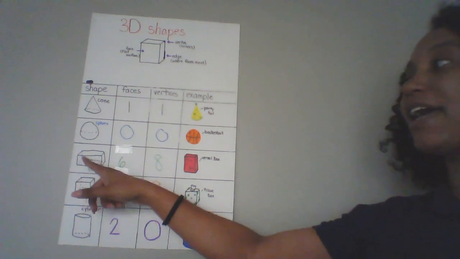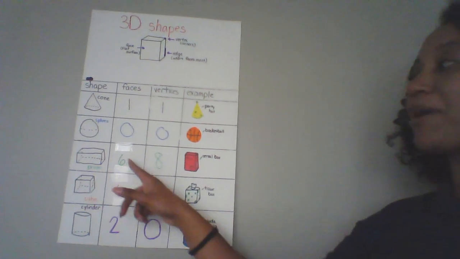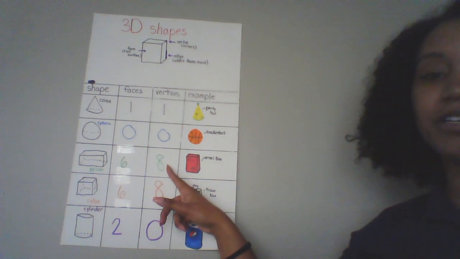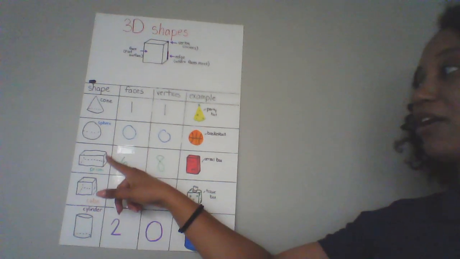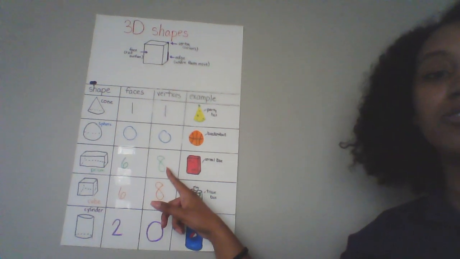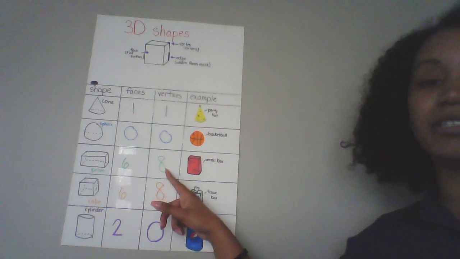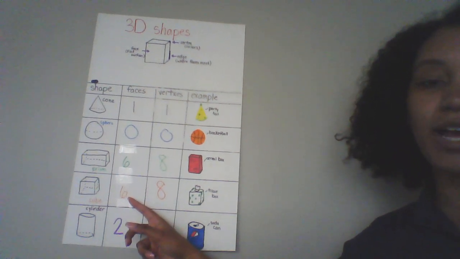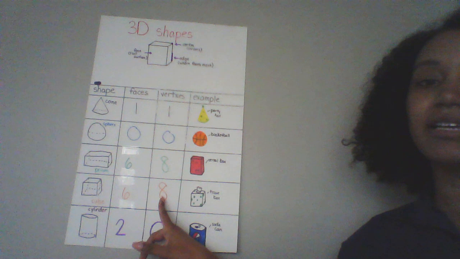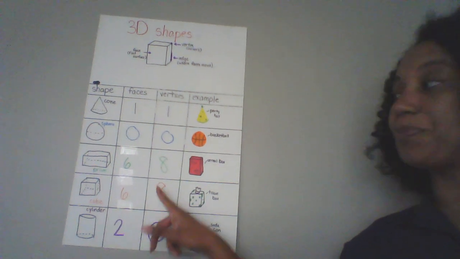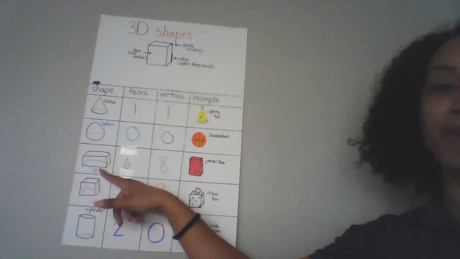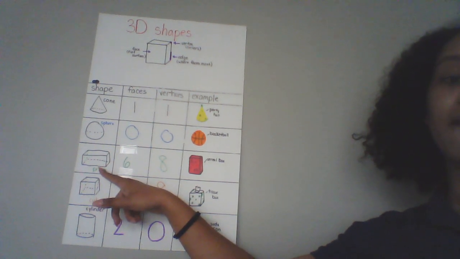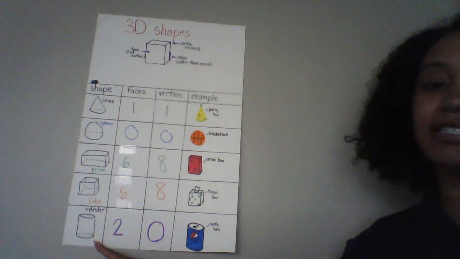My prism, counting all the sides of my prism, has six faces. However, it has eight vertices, eight corners. If I'm counting all my corners, I get to eight. So a prism has eight vertices. A cube has six faces as well. It also has eight vertices. Something I'm noticing is that my cube and my prism are really much alike. They're very similar.